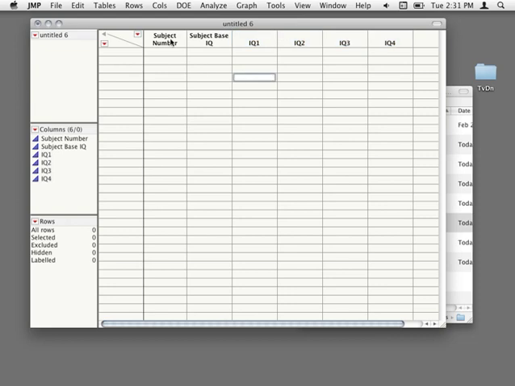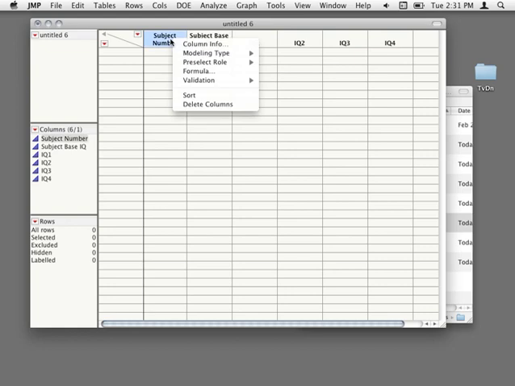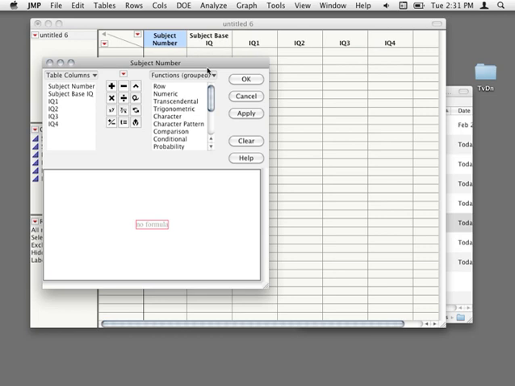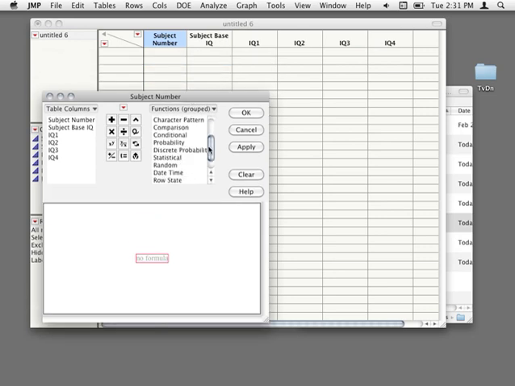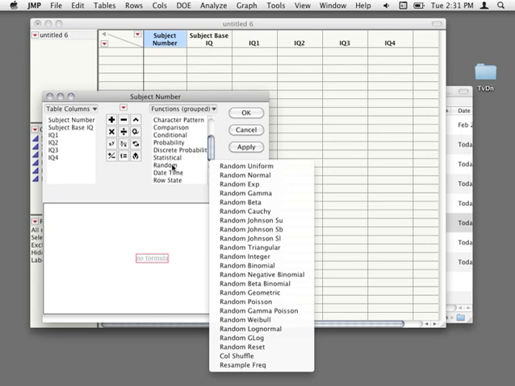So we need to give a bunch of unique subject numbers. The easiest way is we're just going to have JMP produce for us a bunch of numbers from a uniform distribution. So it's actually going to be a formula for that column. And what I want you to do is scroll down to random and just select random uniform.